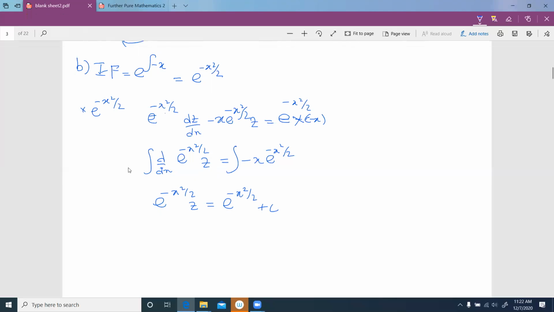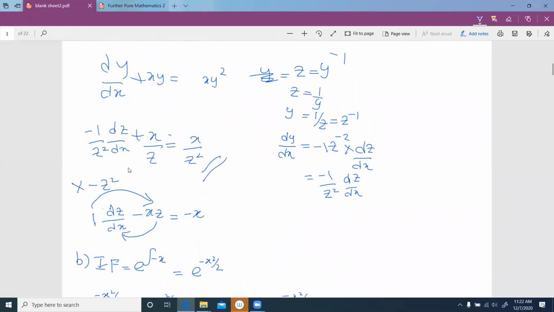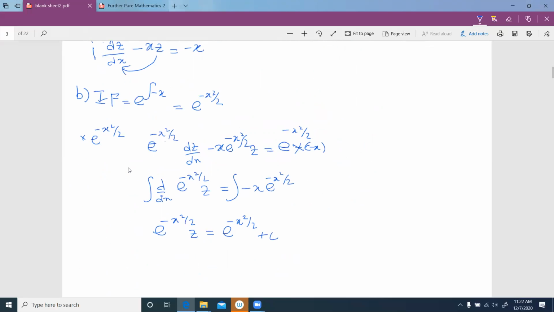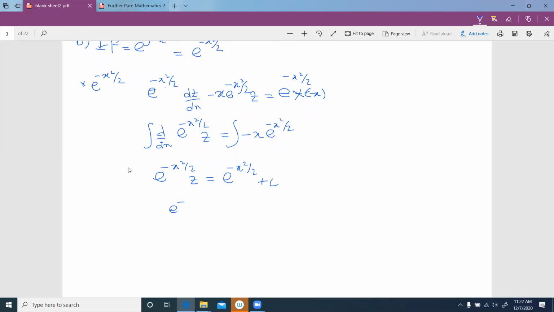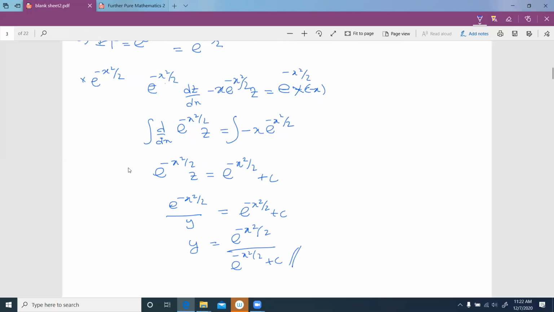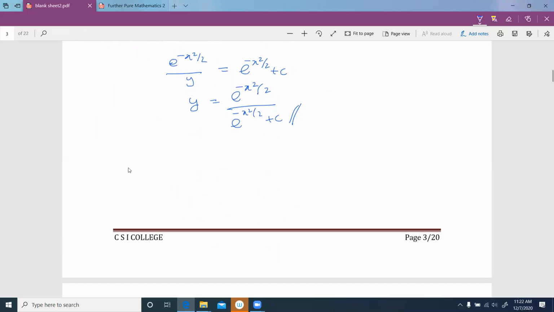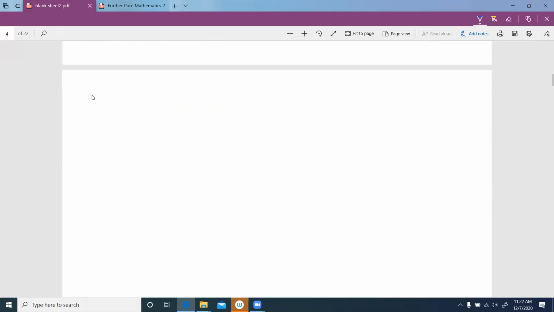But you need the answer in terms of x and y, not with z. Then I can replace over here, z is equal to 1 over y. So this turns out to be e to the power minus x squared over 2 over y is equal to e to the power minus x squared over 2 plus c. So with that, you can write y is equal to e to the power minus x squared over 2 divided by e to the power minus x squared over 2 plus c. That's the answer for that. That's a way of getting this answer. Right. Okay.